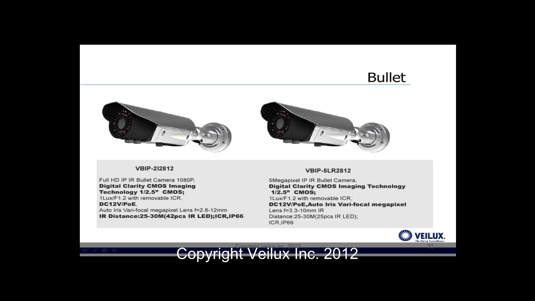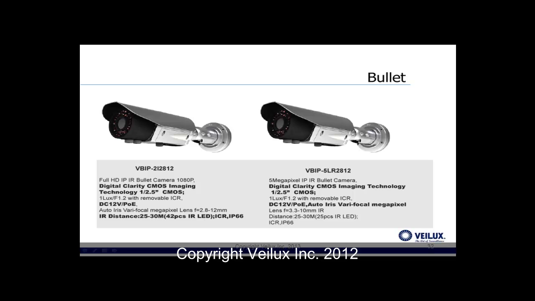The VB IP-2L2812. It's a full HD IP IR bullet of 1080p. Digitally clarify CMOS imaging technology, 1 lux, 1.2 with IR cut filter, 12 volt DC with PoE, auto iris, varifocal megapixel lens of 2.8 to 12. IR distance is 25 to 30 millimeters, 32 piece IRs, IP66.